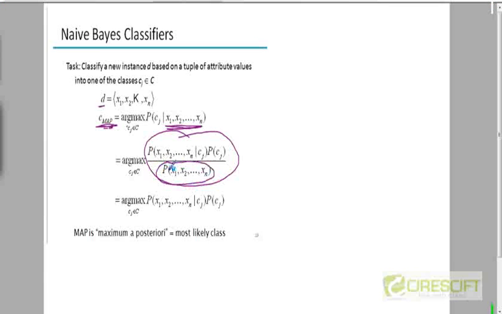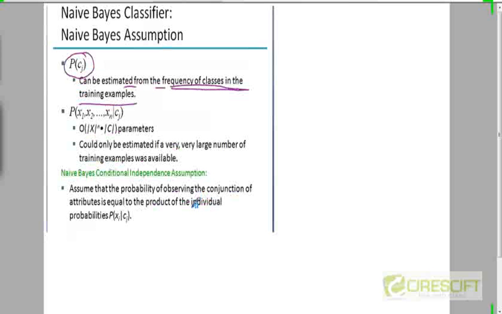Because the denominator is going to be the same for all classes, we can ignore it. So the class which maximizes this value is the class which maximizes just the numerator. The numerator has two components: how likely that class is, and what is the likelihood that if I'm looking at a document in that class, I'm going to see the words x1 to xn appear in that document. This is what we have to maximize. The value of Cj for which this value is the highest will be the class of the document.